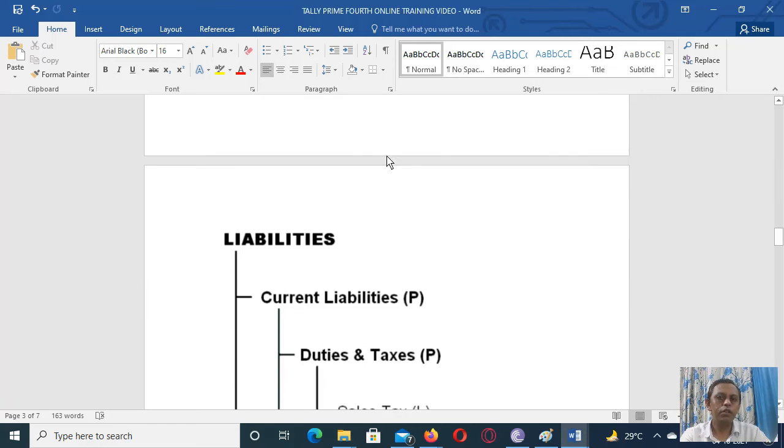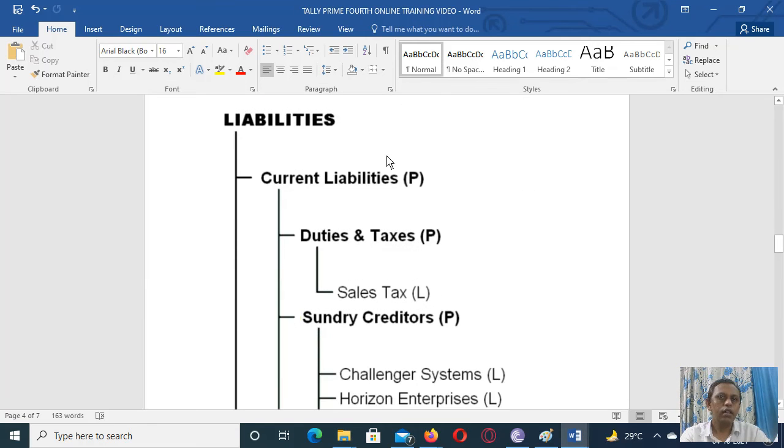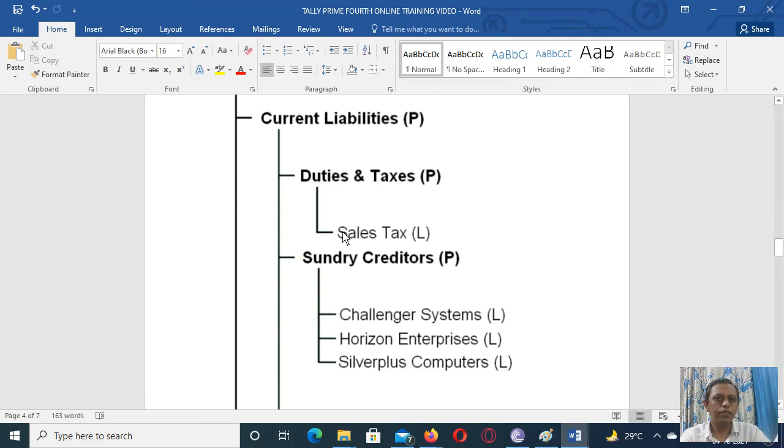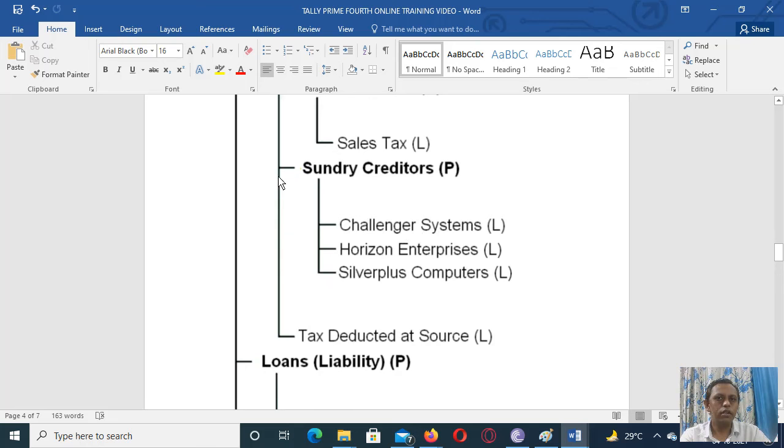Now we will be coming to the liabilities side. In liabilities, what we have? Duties and taxes, which is a primary group. Under that we will have to create a sales tax ledger. Then in sundry creditors, you have to create Challenger System, Horizon Enterprises, and Silver Plus Computers.